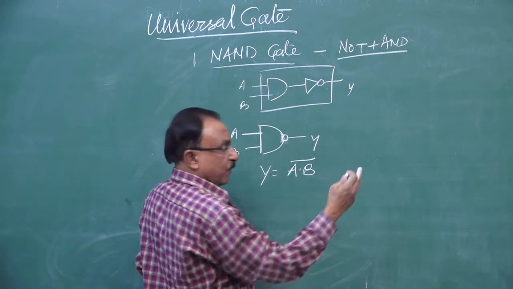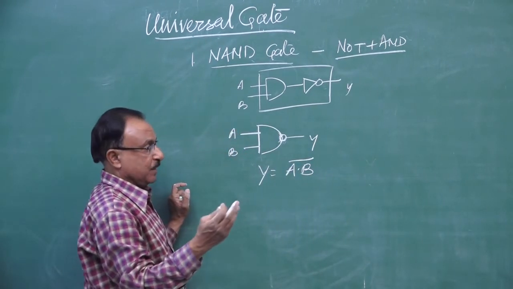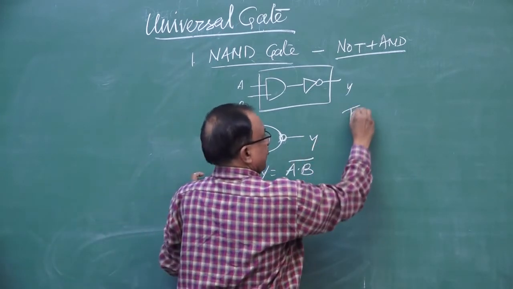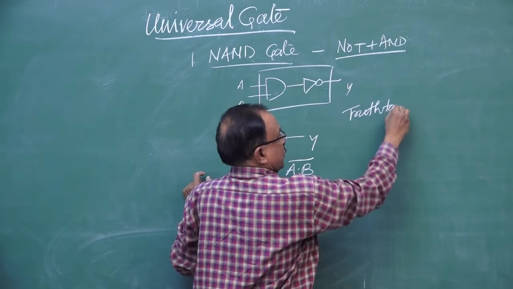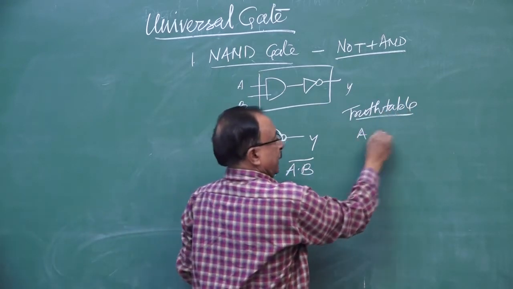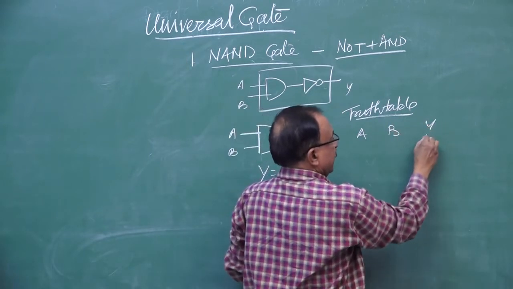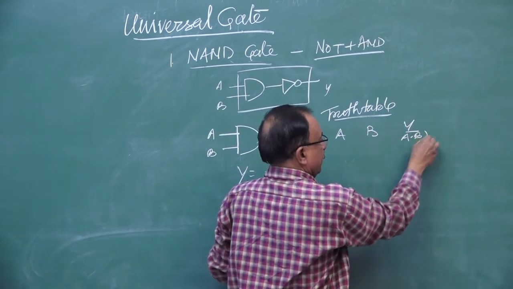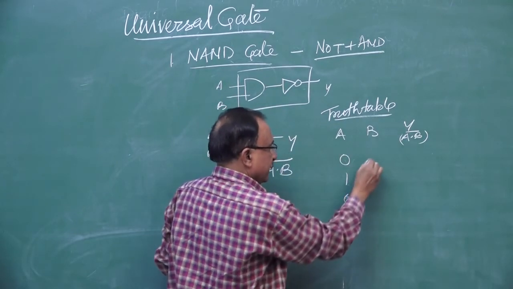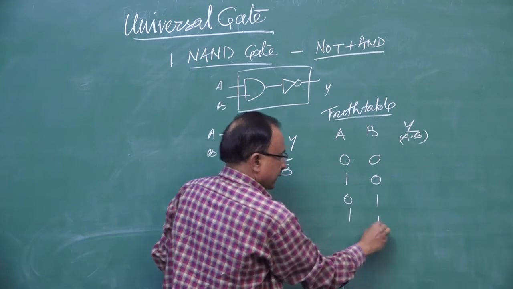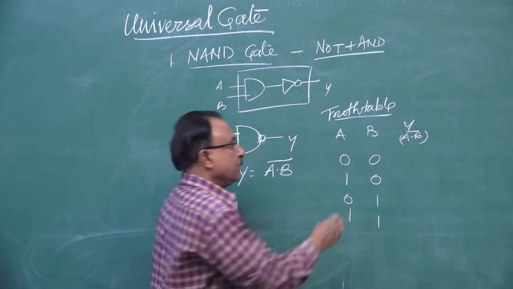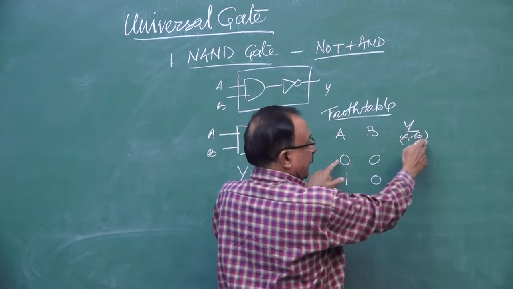How can we check it? We can check the output by using the truth table. The truth table of the NAND gate will have A, B and Y. Y is (A into B) NOT. So the inputs are 0, 1, 0, 1 for A and 0, 0, 1, 1 for B. This is the best way to write the columns so that we get all possible inputs. Now the output is (A into B) NOT.